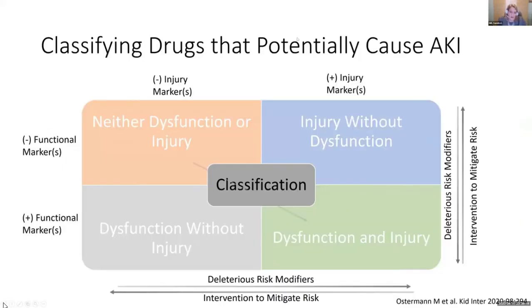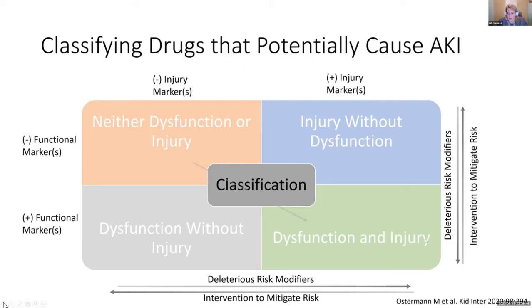Okay, so we're talking about drug-associated acute kidney injury, but I wanted to introduce to you that new schema, or classification, for thinking about drug-associated acute kidney injury. And so I had said that you could easily pass between these boxes, right? If the patient is exposed to a deleterious risk modifier, they could get worse. They could easily go from injury without dysfunction to dysfunction and injury.